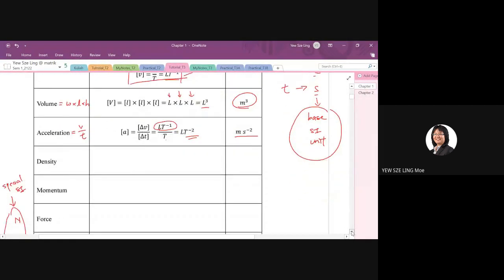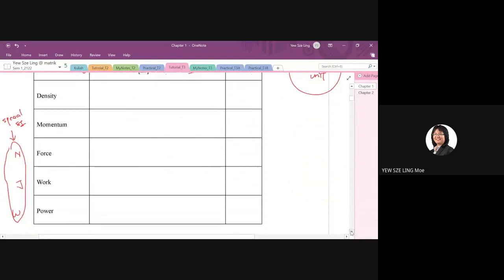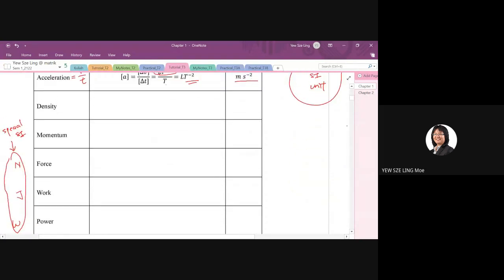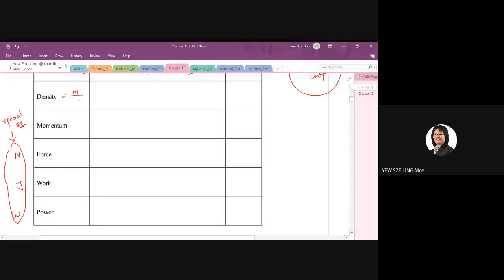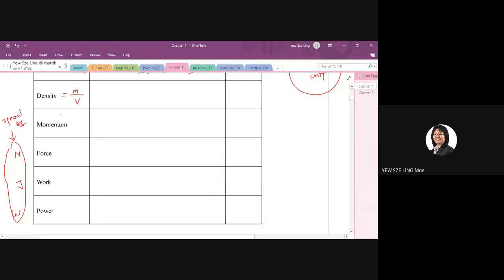Right? So what I want you to do now is something very simple. I will give you the formula and I want you to find out the unit in terms of SI unit, in terms of base unit. So density is m over V, capital V, mass over volume. Momentum equals mv, mass times velocity. Density uses capital V, which represents volume. Momentum uses small v, which represents velocity.